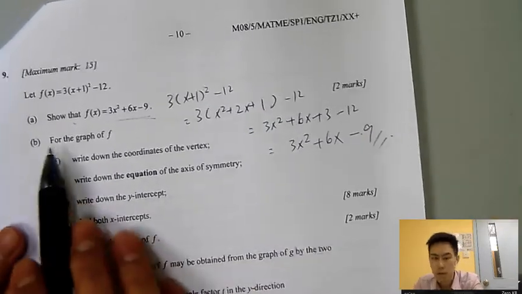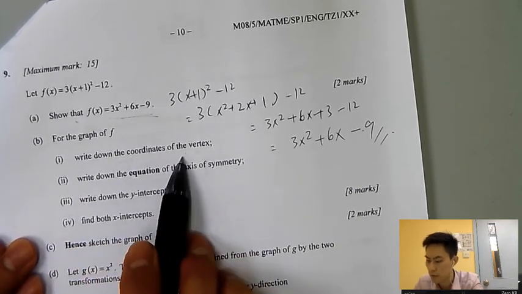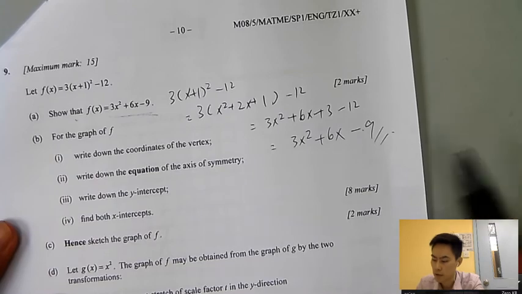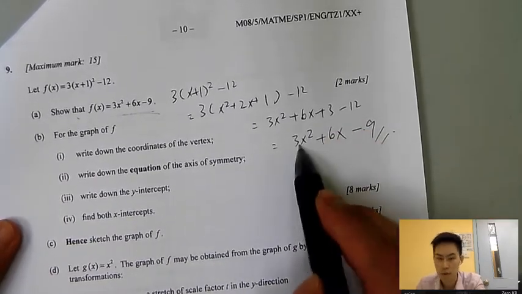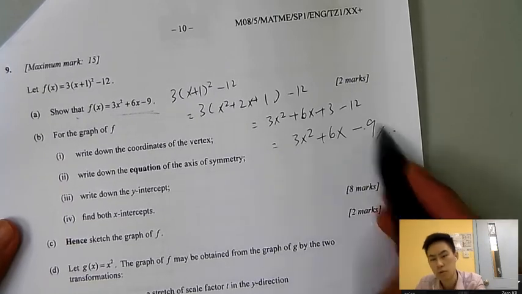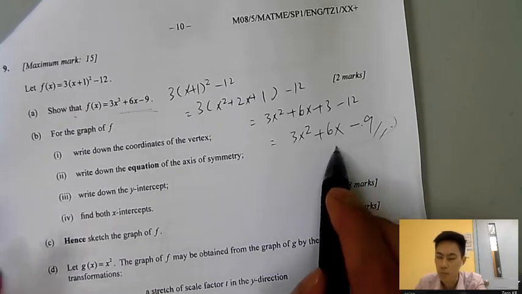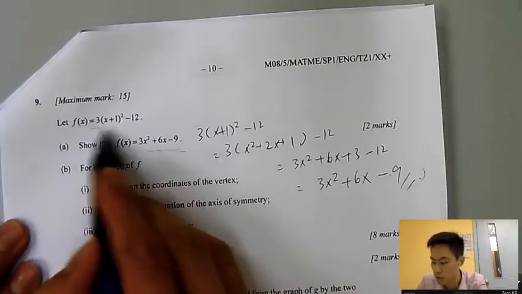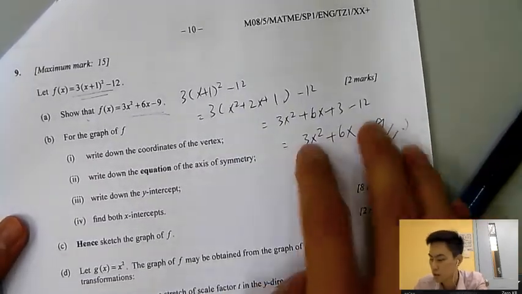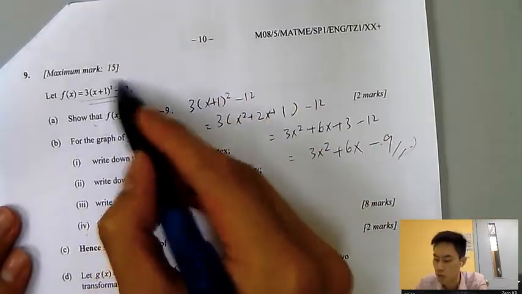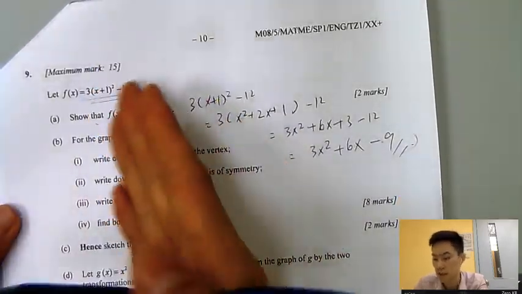Okay. And then for B1, find for the graph of f, write down the coordinates of the vertex. So how do you find a vertex? Basically you can refer to the completing square, right? For this one, 3x squared plus 6x minus 9, do you need to do the completing square? No, you don't need to. Why is that? Because we already have the form, which is the original function here. So don't waste time expanding to do the completing square here, just refer to the original function. The original function here is the vertex form, or you can say the completing square form, right?